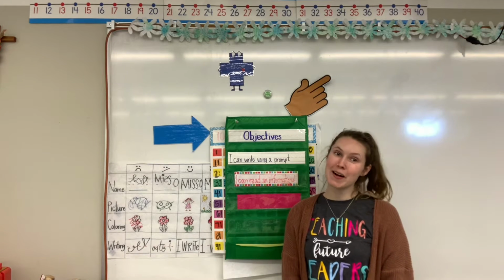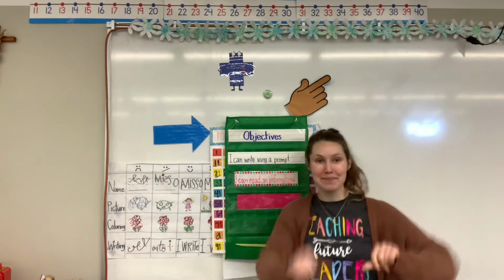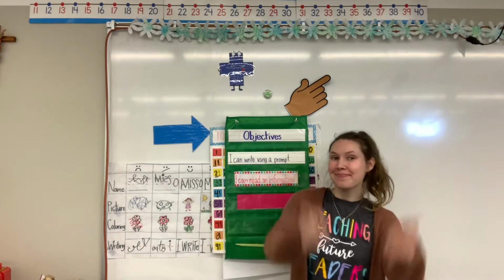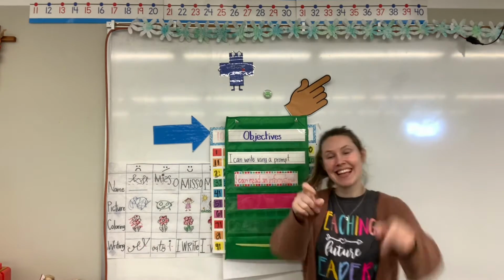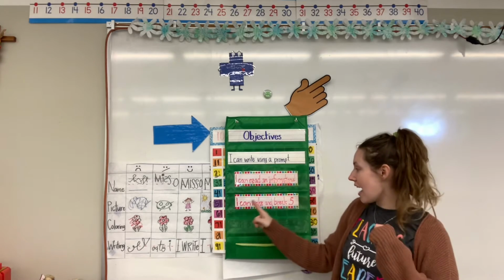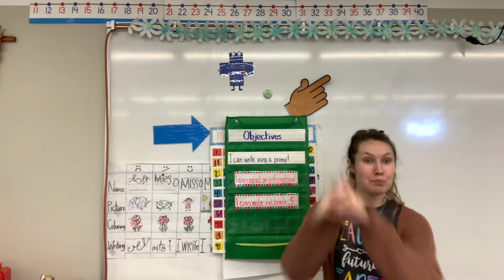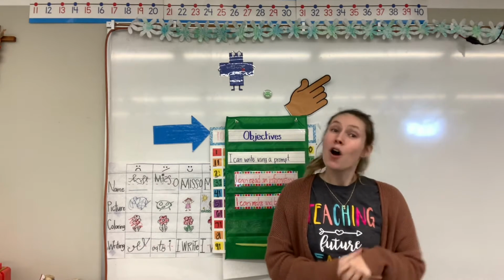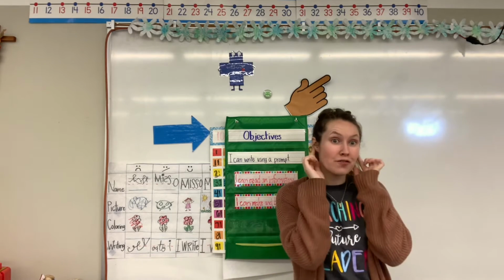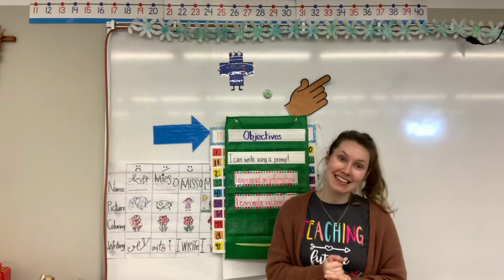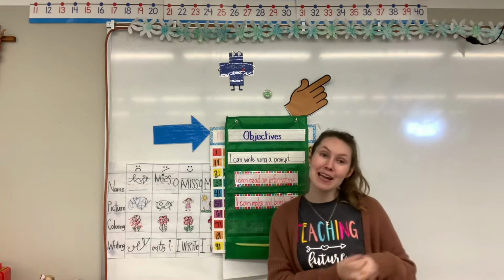So let's go over our objective. I'll start, you repeat. Objective is what we are going to learn. Let's flip it over. Our objective says I can make and break up to 5. So we're still working on our number bonds. We are going to be hearing some different stories with our number bonds today and putting together our number sentences. So get out your number bond mat and we'll get started.